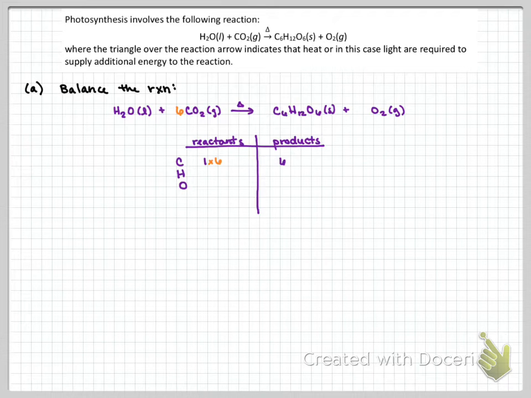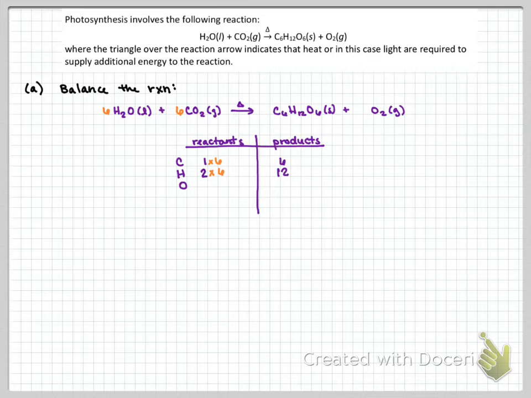Now let's do the hydrogen. So on the reactant side, we have 2 hydrogens in the water molecule, and on the product side, we have 12 hydrogens in the sugar molecule. In order to get these two numbers to match, we can multiply the reactant side by 6, which is the same as putting a coefficient of 6 in front of the water molecule.